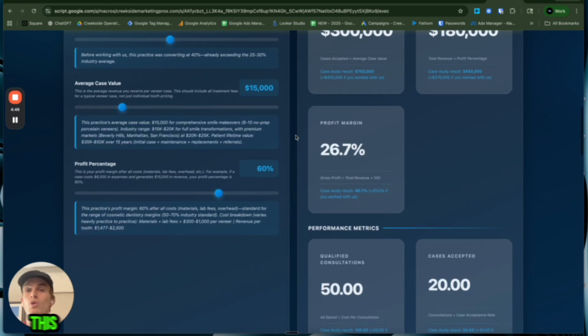But the whole point of this tool, this isn't necessarily just for you to work with us. This is for you to be able to see what you can do to improve your practice and how doing small improvements will lead to greater profit.